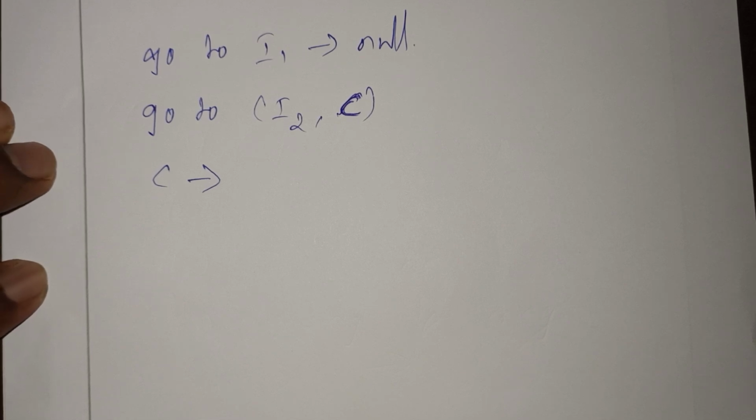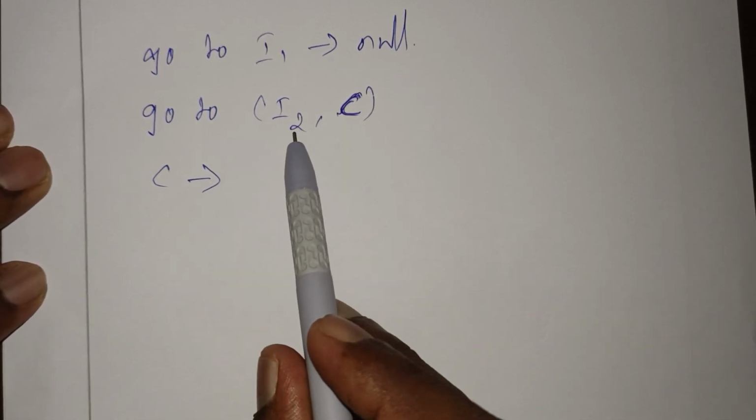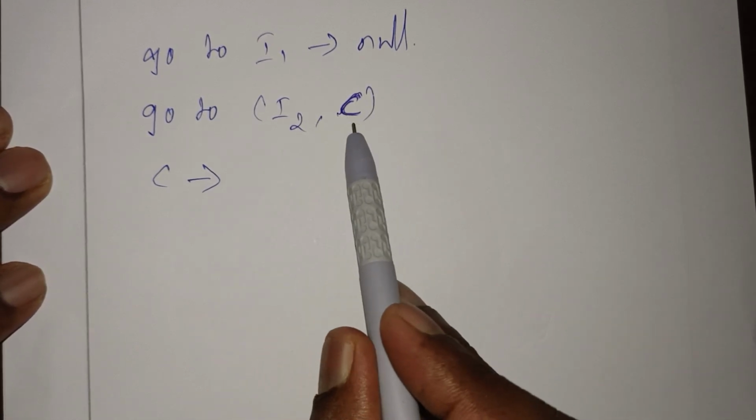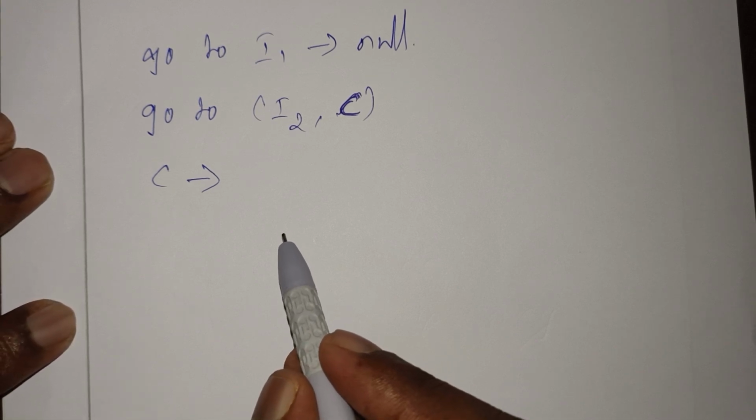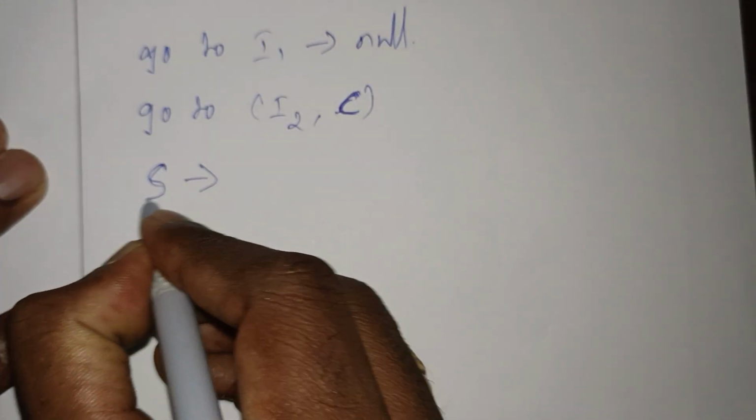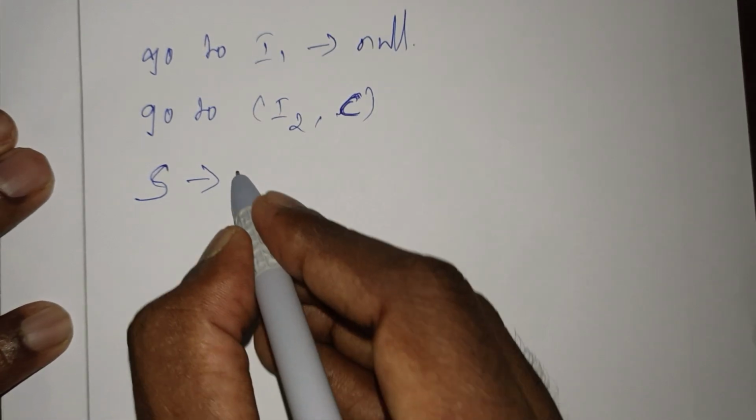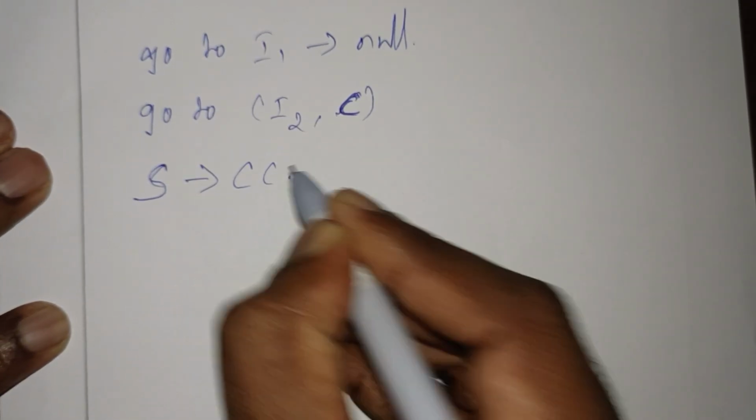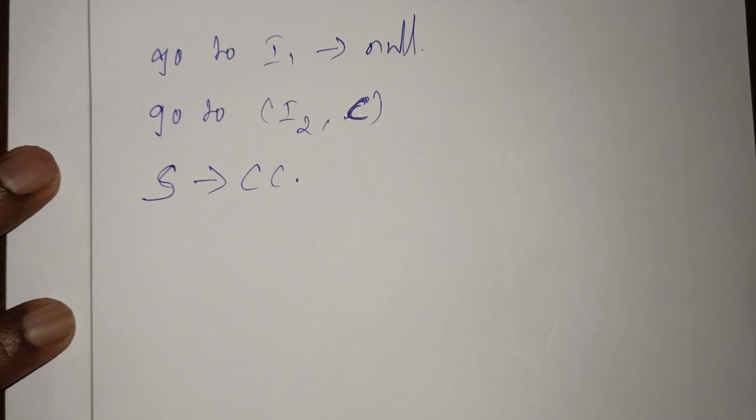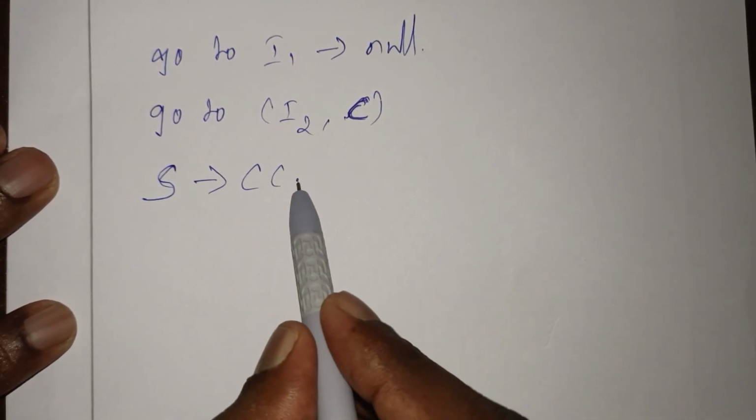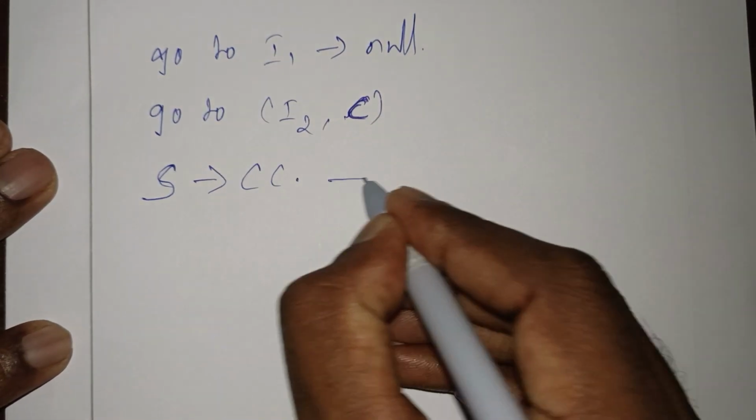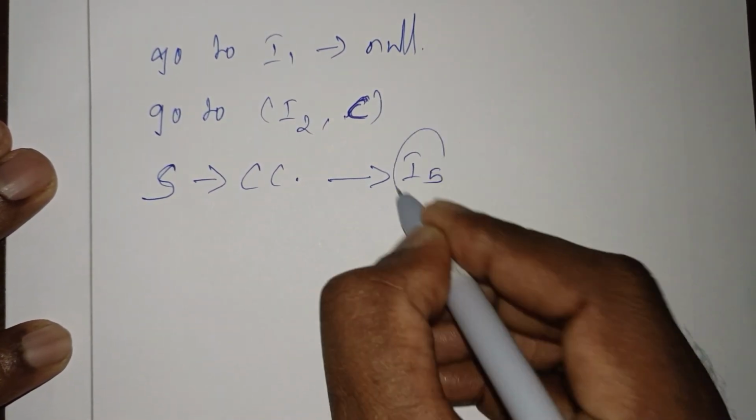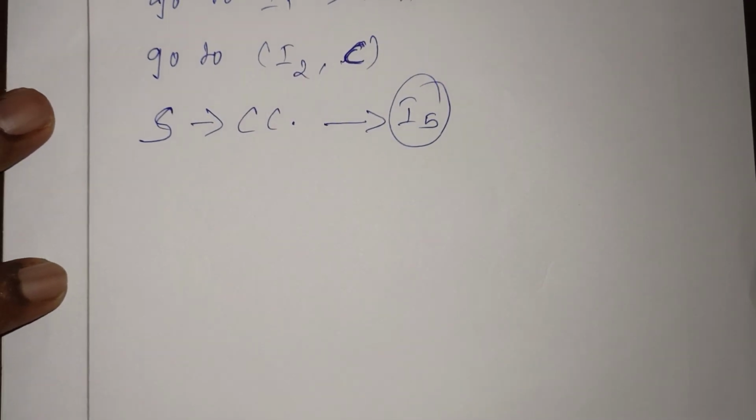In the previous session, we stopped exactly at goto(I2, C). So I'm moving this value using the goto function: S tends to C dot. You can see that this capital C is followed by a dot, so this is the end of the statement. I'm going to mention this as a new iteration, iteration number 5.